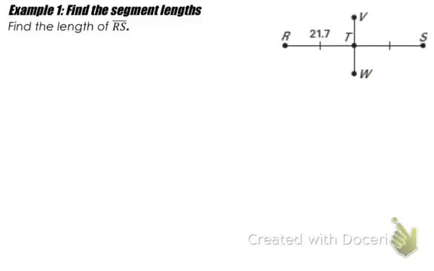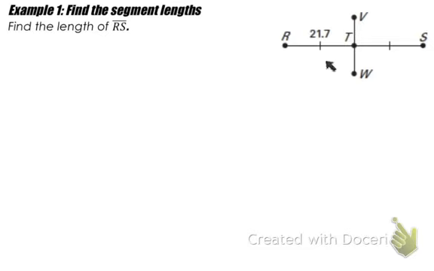Alright, example 1, we have to find the segment lengths. So our directions are asking us to find the length of segment RS. So with our diagram, let's observe. We have a segment RS, and we have a segment going through it, VW. And if you look at it, this segment is actually passing right through the midpoint T, and we know that the midpoint is T because these two tick marks indicate that these are two congruent parts. And we know that a midpoint divides a segment into two congruent parts.